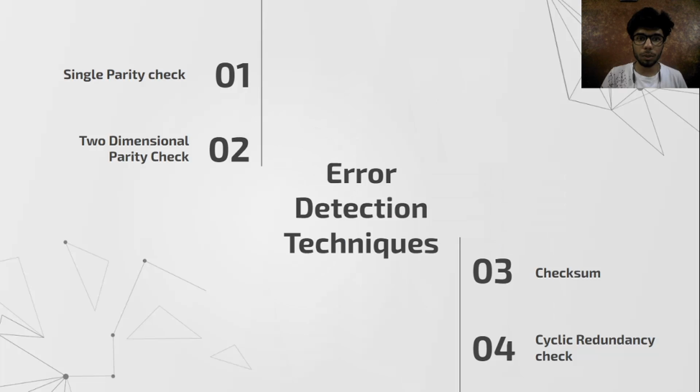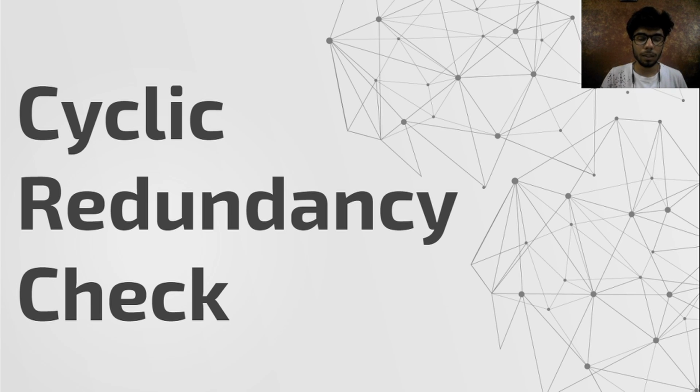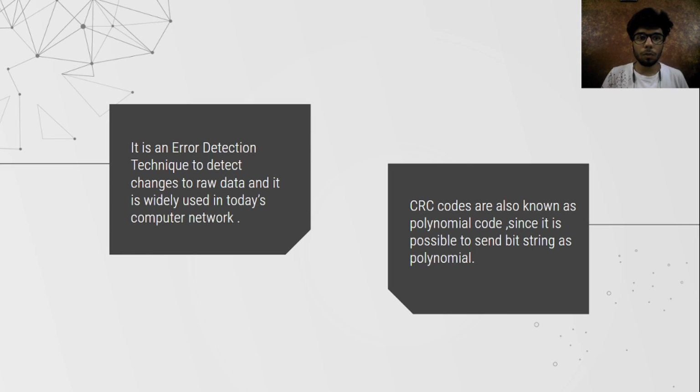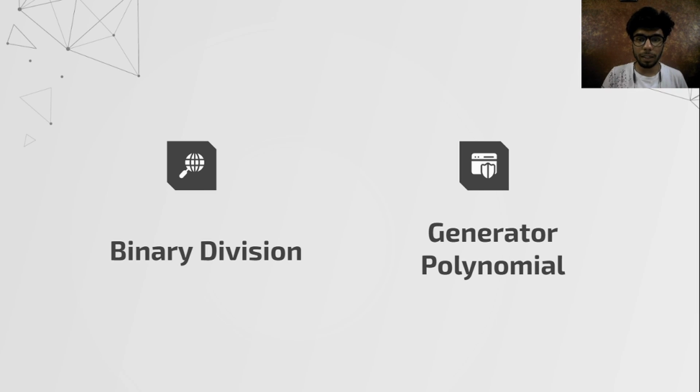Some error detection techniques are single parity check, two-dimensional parity check, checksum, and cyclic redundancy check. In this video we'll discuss cyclic redundancy check, as this is the most widely used error detection technique right now. Basically, it adds some redundant bits to the data and makes it divisible by the generator polynomial. So the two main things in this are binary division and the generator polynomial.